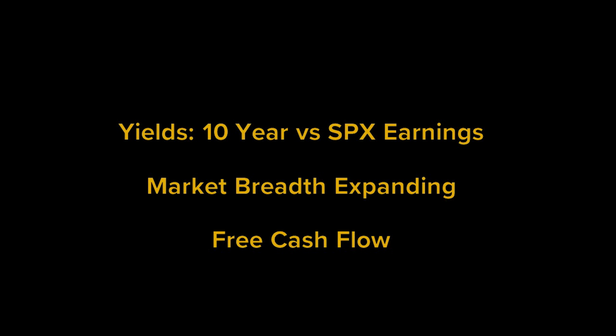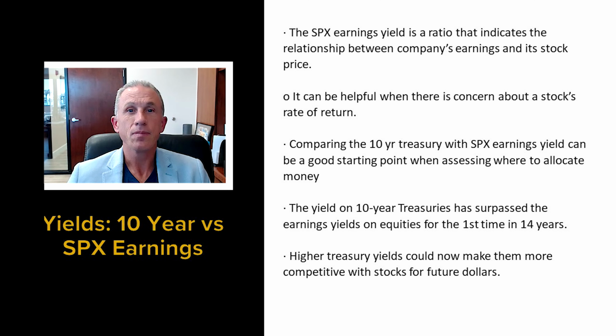Today we're going to be talking about yields, specifically the 10-year Treasury yield versus the S&P earnings yield, market breadth expanding, and free cash flow. So the S&P earnings yield is a ratio that indicates the relationship between a company's earnings and its stock price. It can be helpful when a concern is about a stock's rate of return going forward.